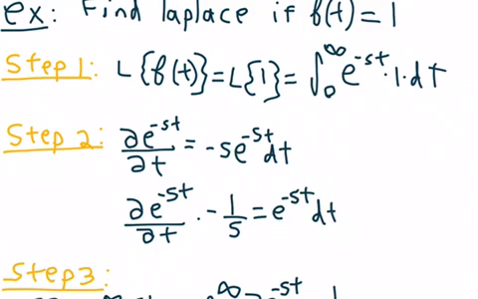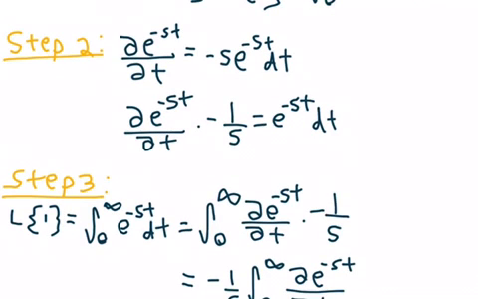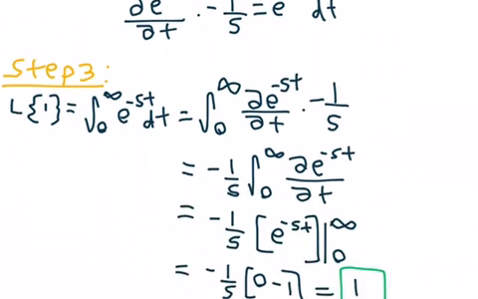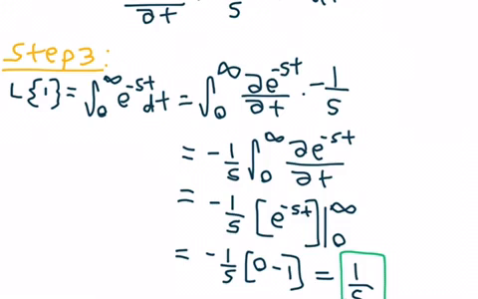So step 3 is going to be to plug in what we found in step 2 into step 1. So the Laplace of 1 is equal to the integral from 0 to infinity of e to the minus st dt. And now we plug in what we found over here for the e to the minus st dt. And we get the integral from 0 to infinity of d of e to the minus st over d t times minus 1 over s. Now we know that minus 1 over s is a constant, so we could take it out of the integral. And we get the integral of 0 to infinity of d of e to the minus st over d t. And we also know that the integral of a derivative simply gives us the function that we're trying to derive.